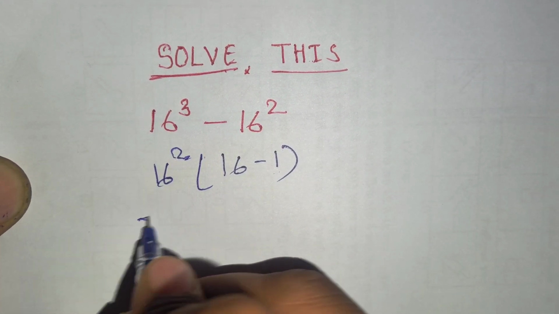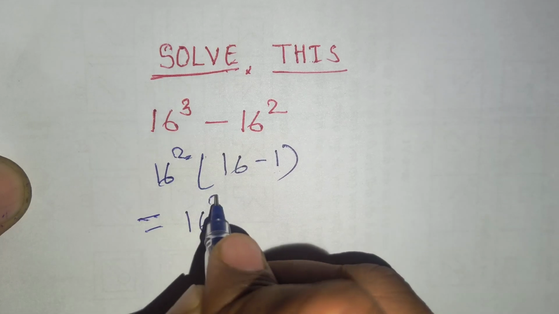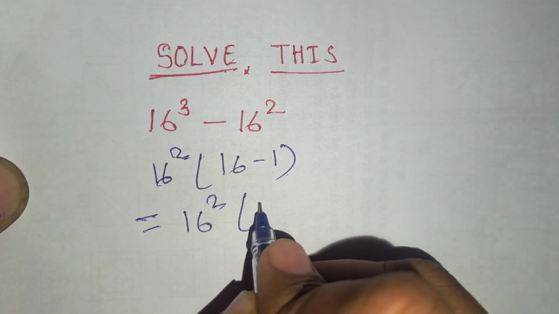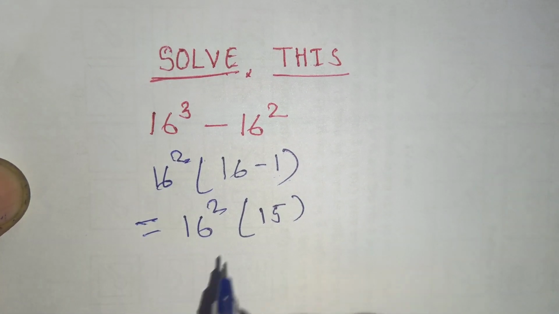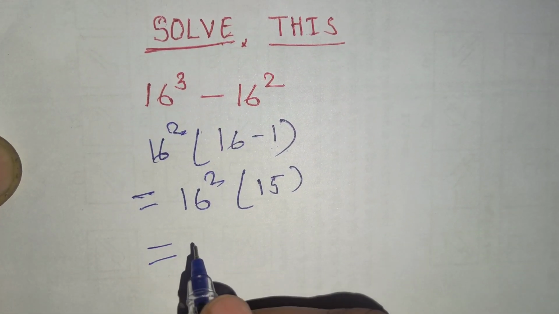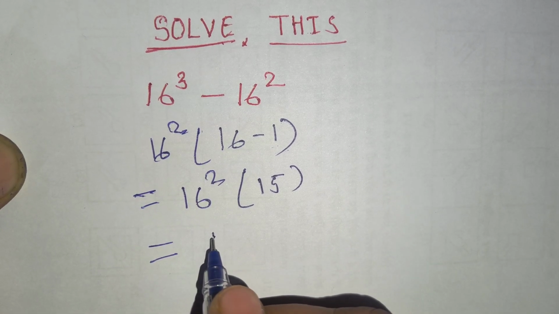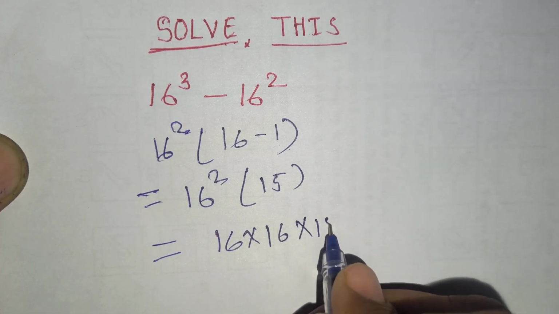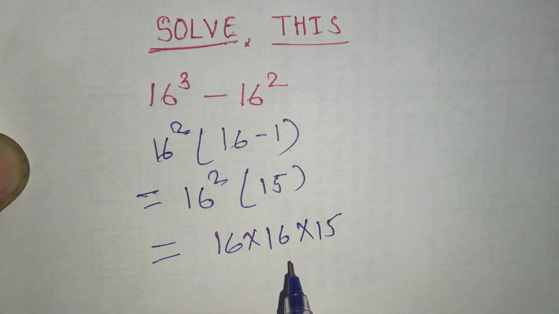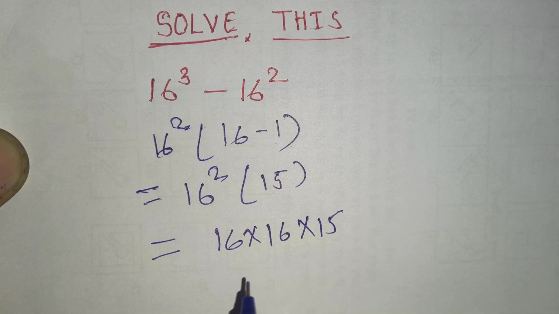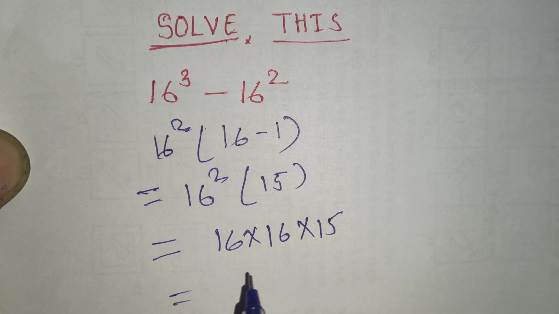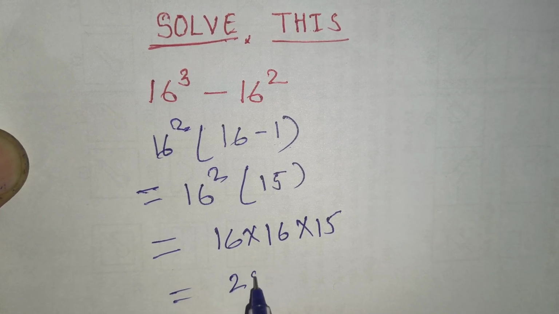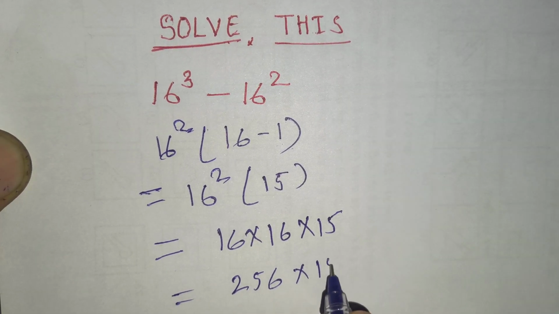You can write this in the form of 16 square common, 16 minus 1 is equal to, you know that, 15. Now you have the question 16 square, that means 16 into 16 into 15. Now you have to find the multiplication of all these numbers. Now you can multiply 16 into 16, you know, 256 into 15.